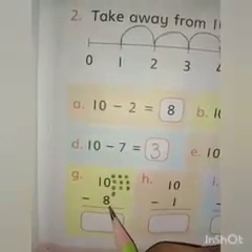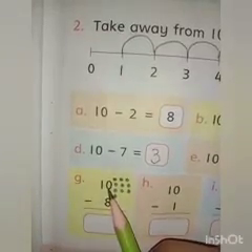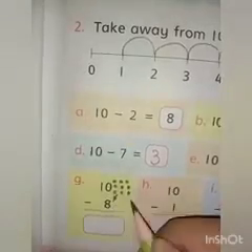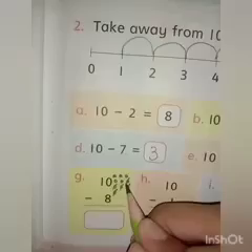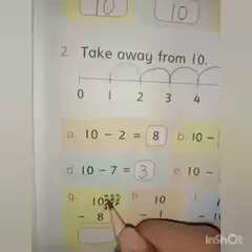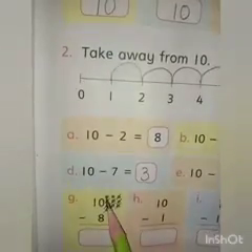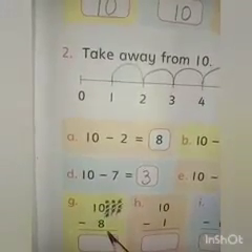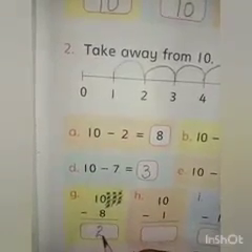Our smaller number is 8. So we are going to cut 8 dots from the bigger number. 1, 2, 3, 4, 5, 6, 7 and 8. Now count the remaining dots, 1 and 2. When we subtract 8 from 10, we got the answer 2. Write 2 in the box.